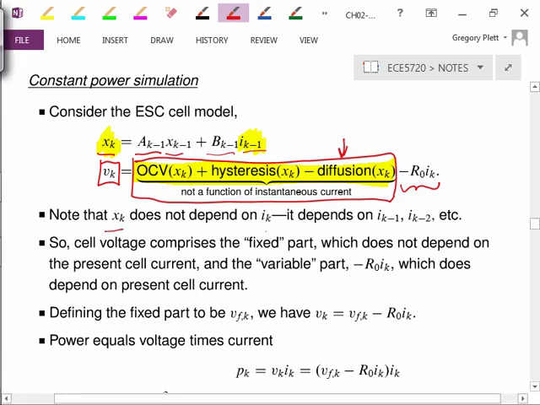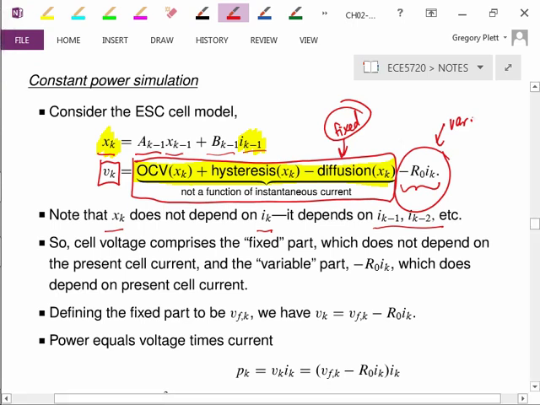I think that's what I tried to say in words here. The present state does not depend on the present current. Instead, it depends on previous values of current. So cell voltage has a fixed part, and that part does not depend on the present value of cell current. And it has a variable part, this here, and that part does depend on the present cell current.